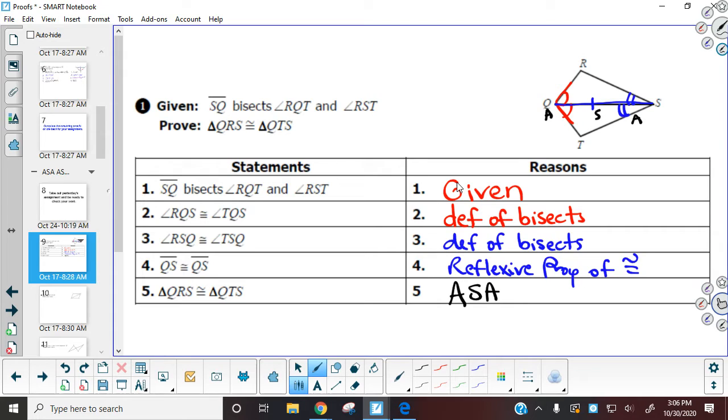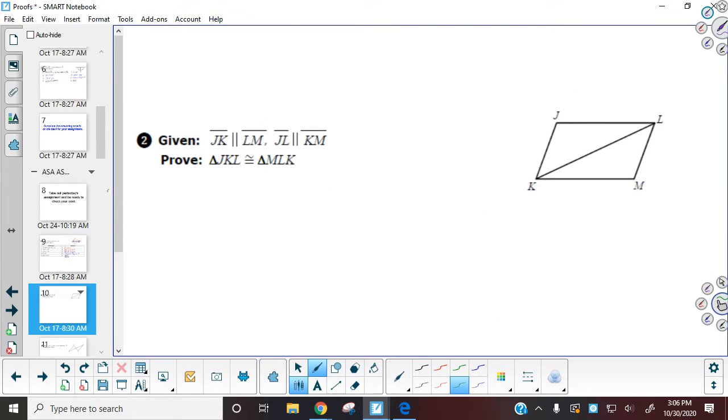Now, something I didn't mention yesterday, as you guys are growing in this, something to be mindful of is if you have angle, side, angle, what I would recommend is double check your proof. Make sure you have a pair of angles, got it. A pair of sides, got it. A pair of angles, got it. What that allows you to do is not accidentally skip steps that you need to prove those congruent, okay?